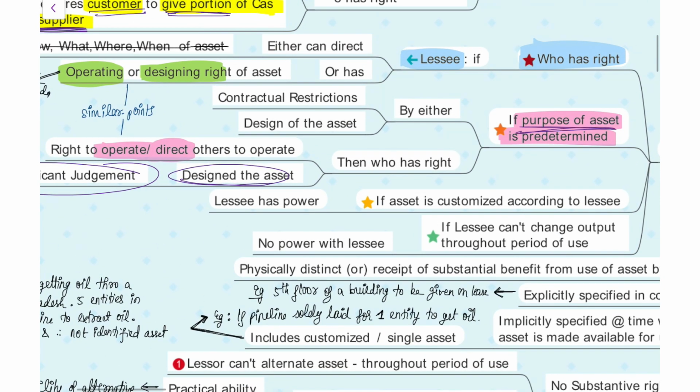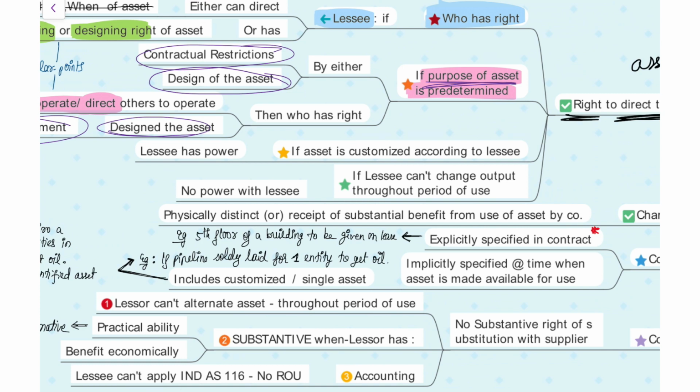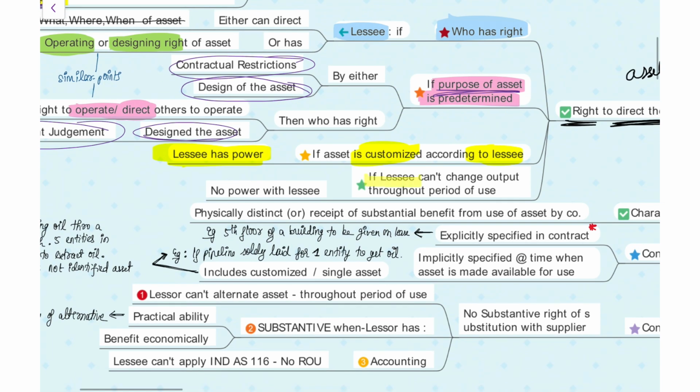So how can the purpose of the asset be predetermined? Either in the contract itself you have defined it, or the design of the asset is such that you cannot use it for any other purpose. For that predetermined purpose only you can use it. Now you have understood the general cases. Now what if there is an asset which is specifically customized according to the lessee? Then in such case it is very clear that the lessee only has the power here, because it is specifically customized according to the lessee.